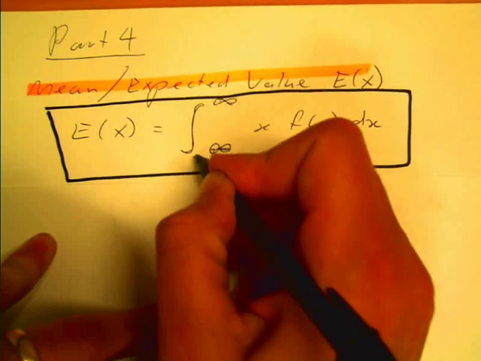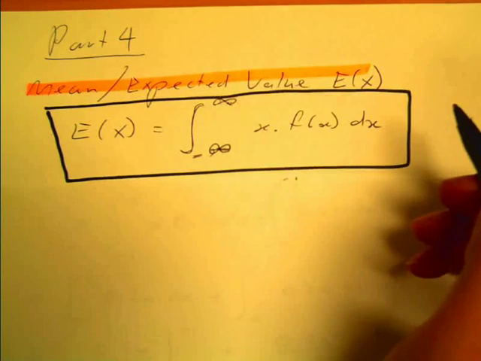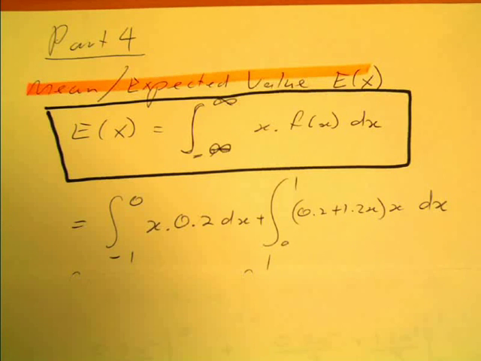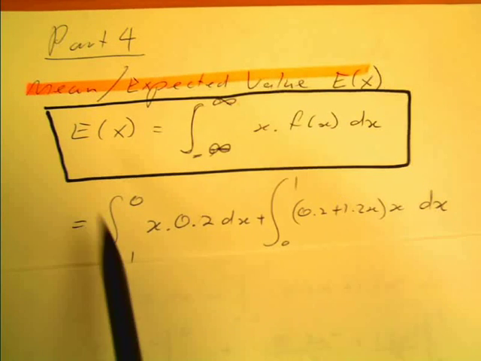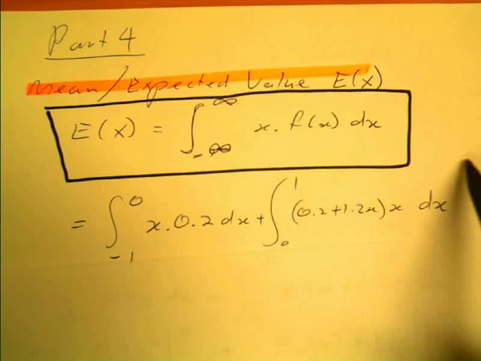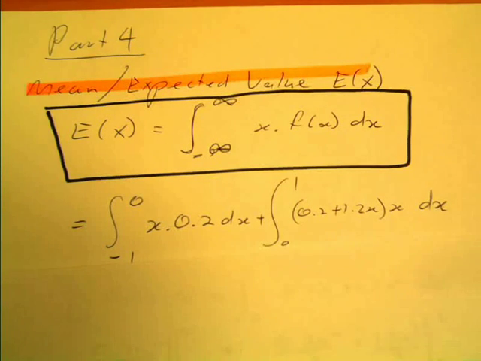It's the integral from negative infinity to plus infinity of x multiplied by f of x. That's it for E of x. Now that translates to a combination of integrals that looks like that. Now why haven't I gone from negative infinity to plus infinity? It's because I know that outside of negative 1 and above positive 1, f of x is 0. So I only need to go from between these two boundaries.